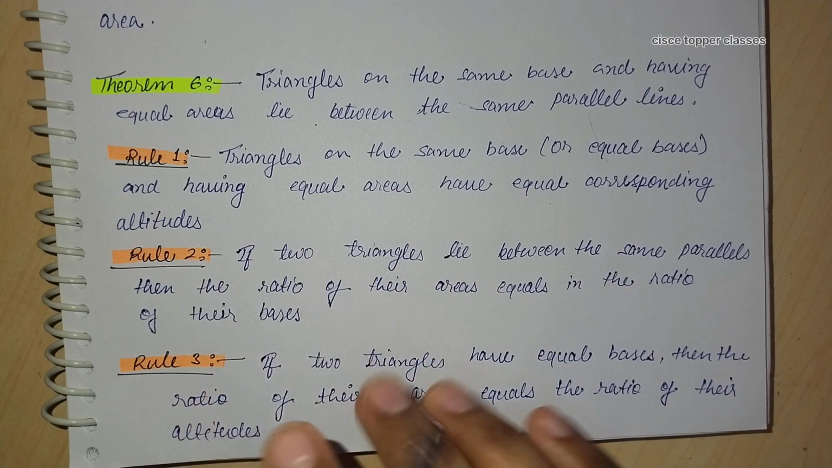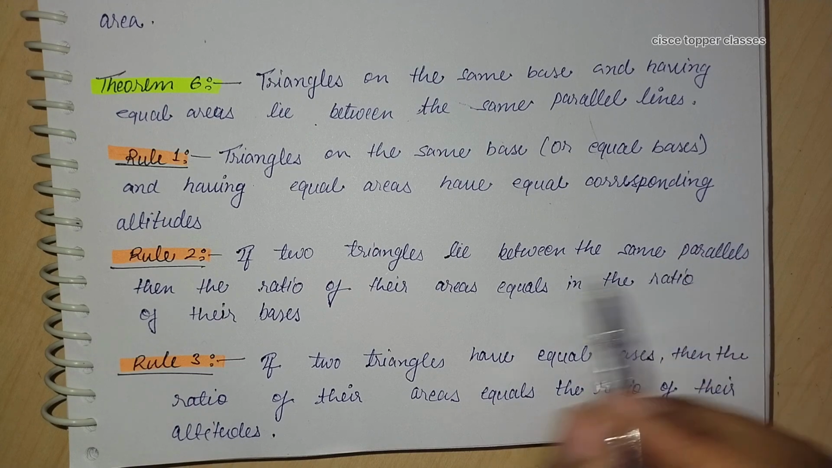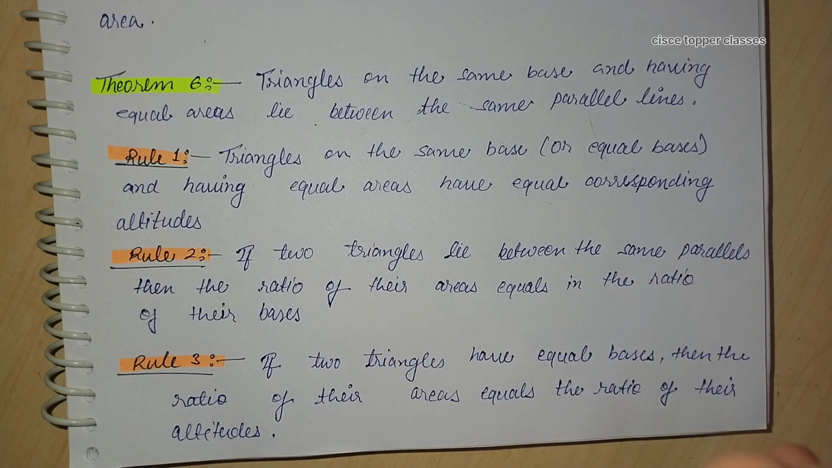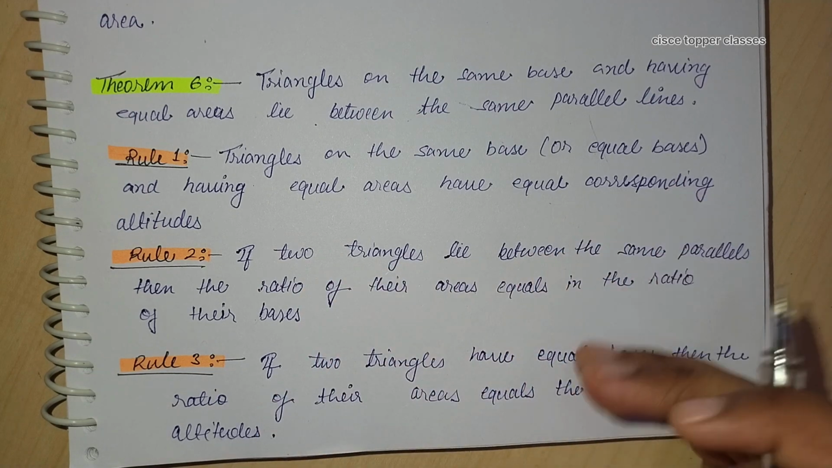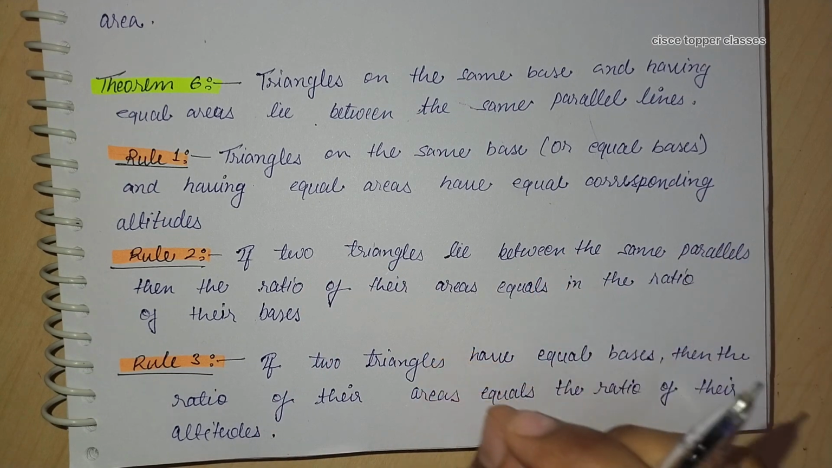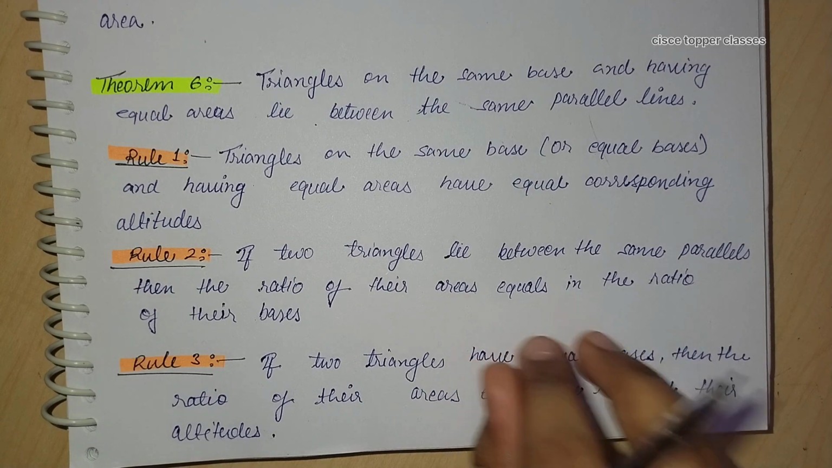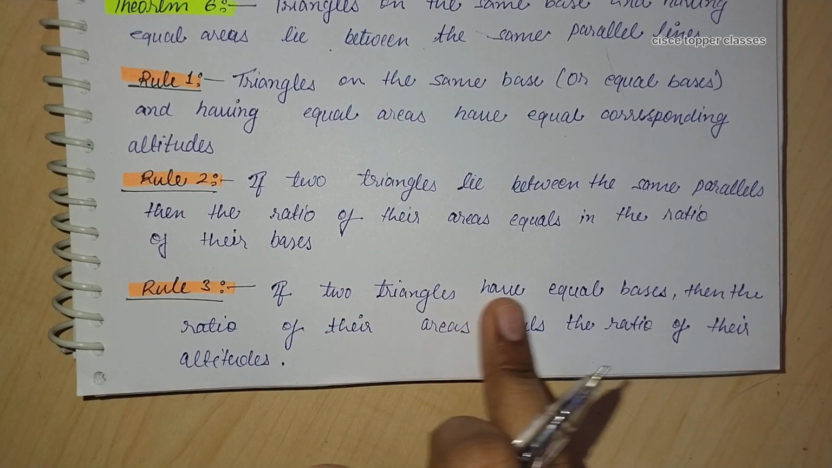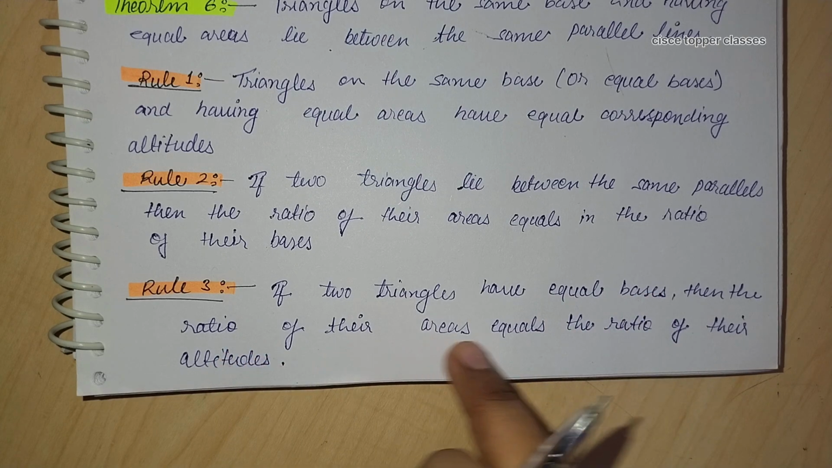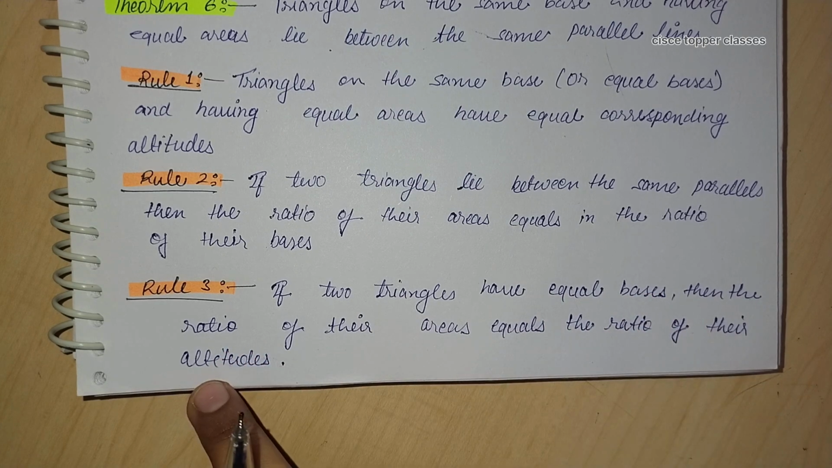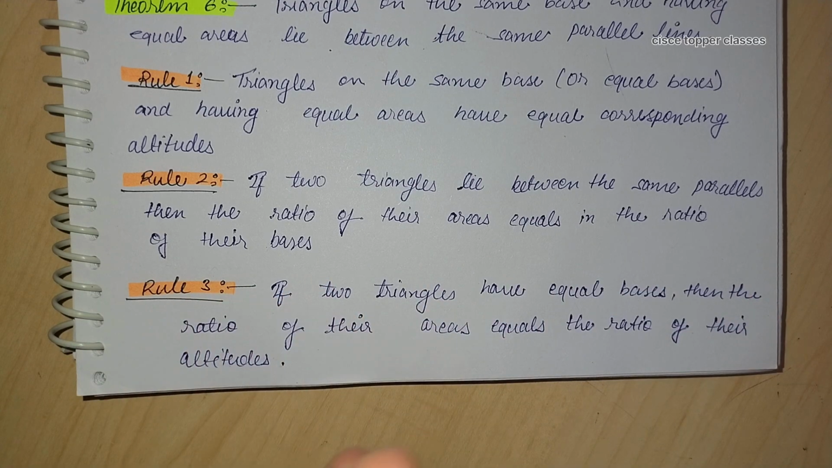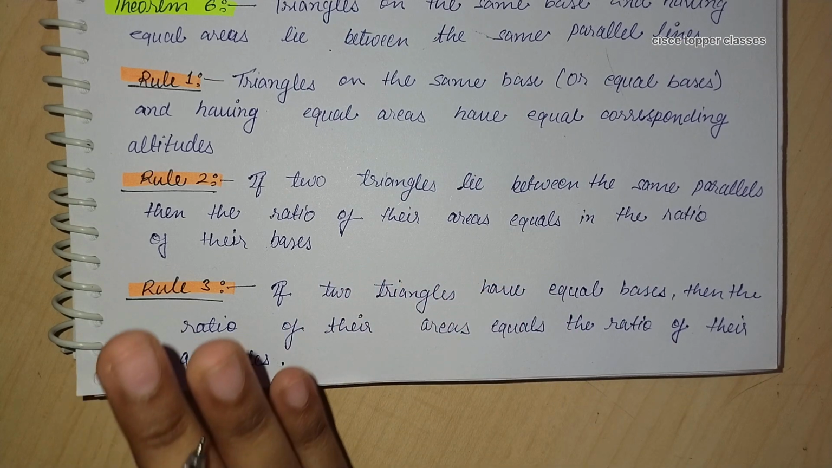Now we have rule 2. If two triangles lie between the same parallels, then the ratio of the areas is equal to the ratio of their bases. Meaning if they are lying between the same parallel lines, then the ratio of both triangle areas is equal to the ratio of their bases. Now we have rule 3: if two triangles have equal bases, then the ratio of the areas equals the ratio of their altitudes. Meaning if there are two triangles which have equal bases, then the ratio of the areas equals the ratio of their altitudes here.